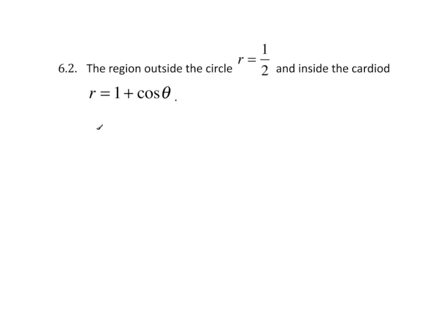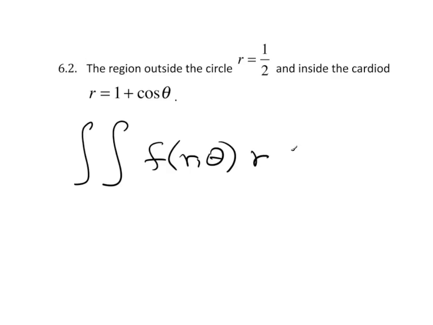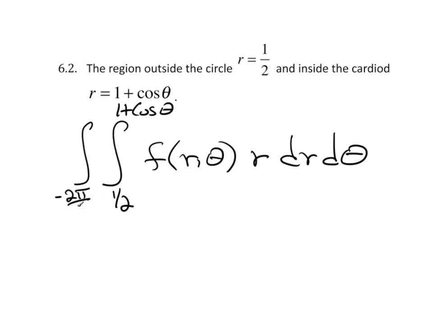So back to my iterated integral. I now know my bounds. I have some function f of r theta, and it's going to be r dr d theta. And the radius will go from this circle 1/2 to here, so it's going to be 1/2 to 1 plus cosine of theta. And theta, we just said, goes from negative 2 pi over 3 to a positive 2 pi over 3. So there's my iterated integral.